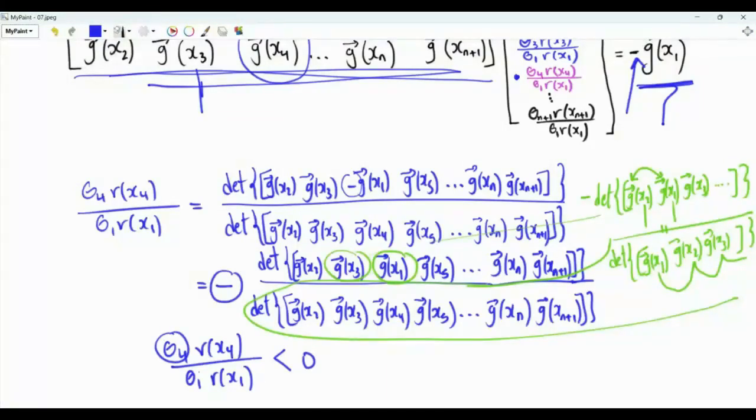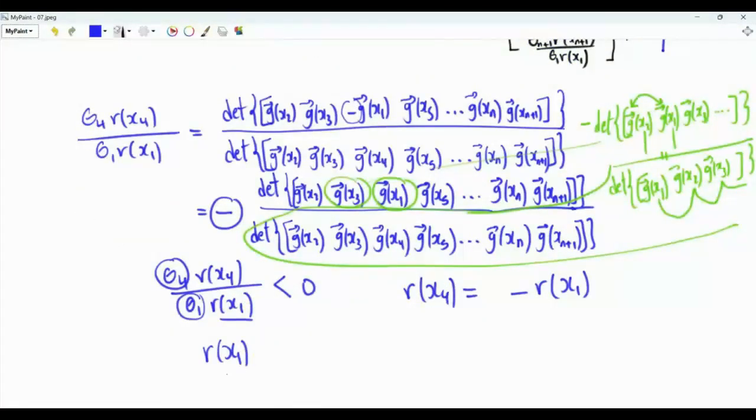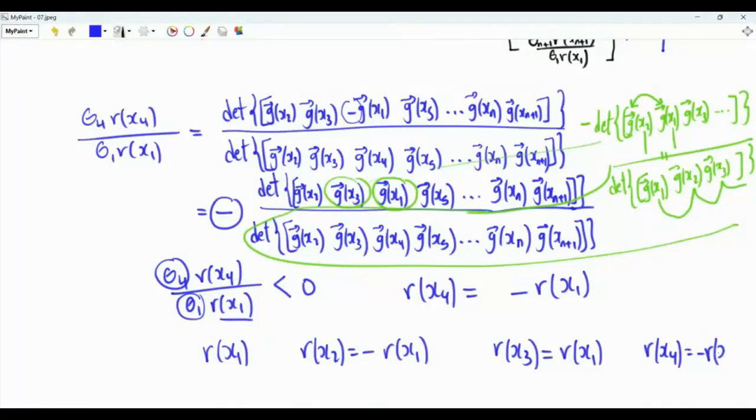Theta 4 is strictly positive. Theta 1 is strictly positive. The residuals are either gamma or minus gamma. We can conclude that r of x4 is minus r of x1. r of x1 is either gamma or minus gamma. r of x2 is minus r of x1. r of x3 is equal to r of x1. r of x4 is equal to minus r of x1.